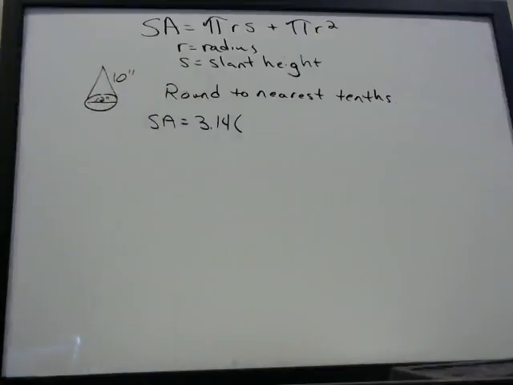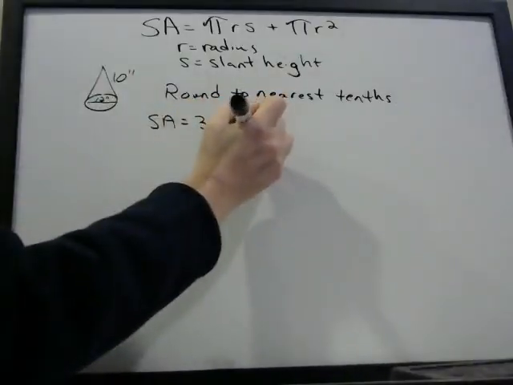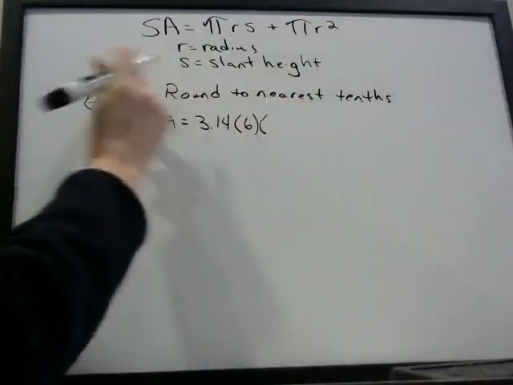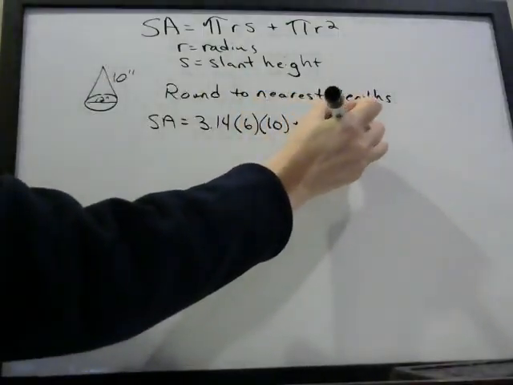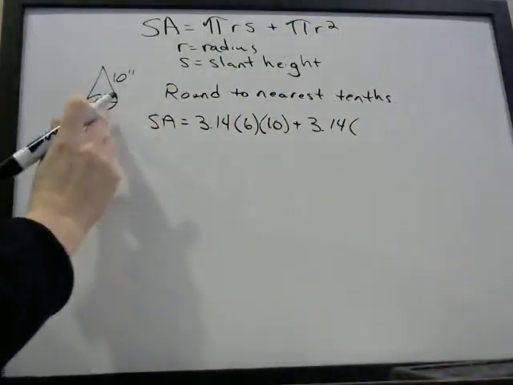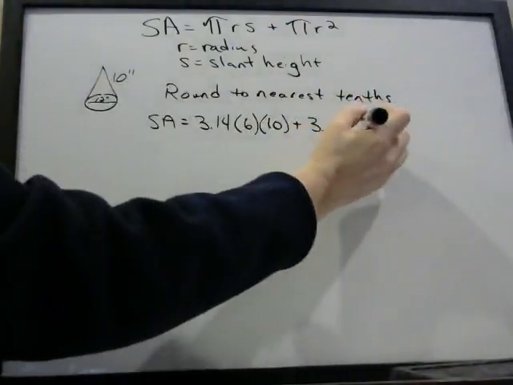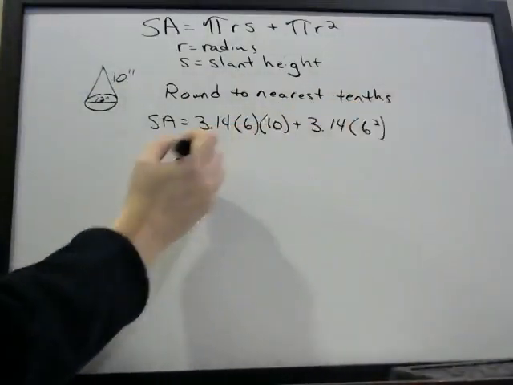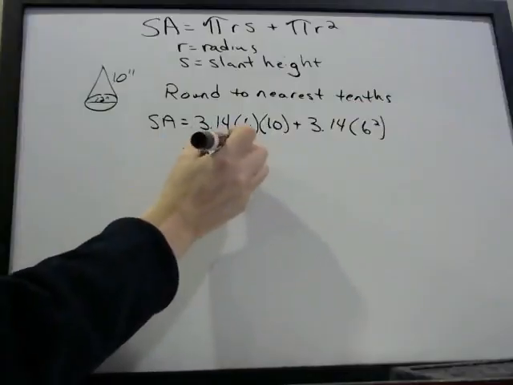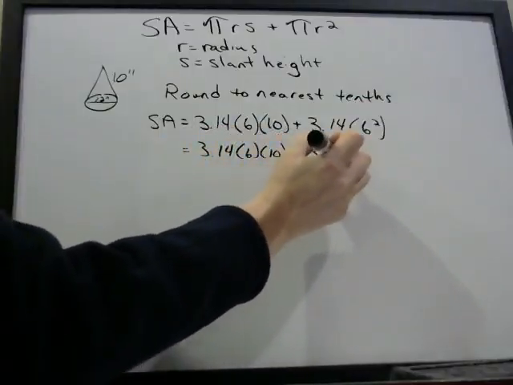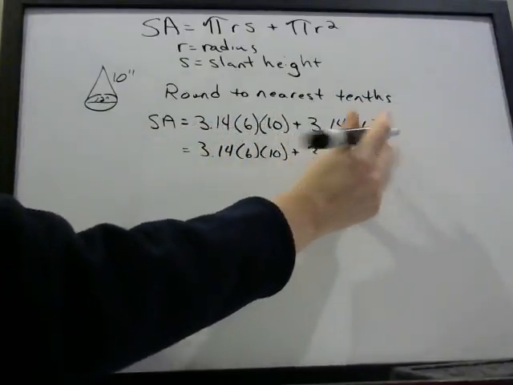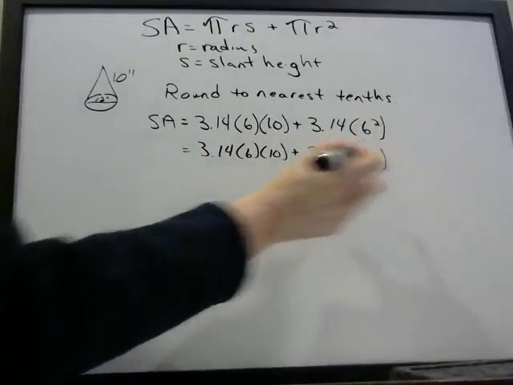If the diameter is 12, our radius is half of that, so our radius is 6, times the slant height, which they told us was 10, plus pi 3.14 times radius squared. Again, you want the radius, which is 6, squared. We have to do the exponent first. So what's 6 squared? 6 times 6 is 36.